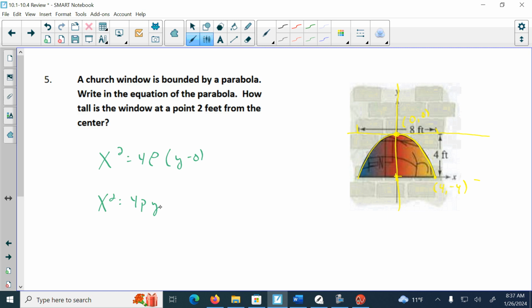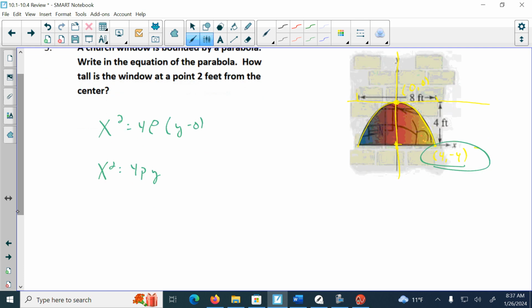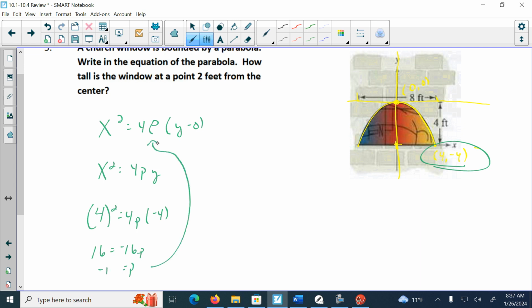I have no information to help me find p, so I'm going to substitute this ordered pair in for my x and my y. So x is 4, so 4 squared is equal to 4p, and y is negative 4. So I'm going to have 16 is equal to negative 16p, so p is equal to negative 1. Putting negative 1 in for p, I get 4 times negative 1 y. So my equation is x squared is equal to negative 4y. That answers the first part.